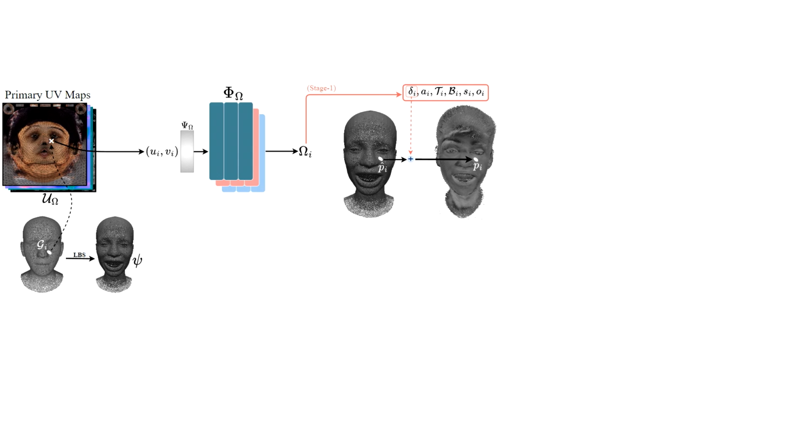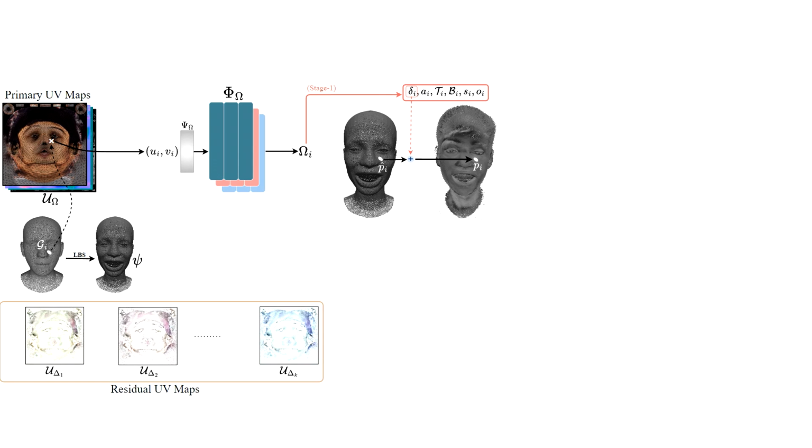Besides primary UV maps, we also define a set of residual UV maps to handle pose or expression-dependent changes in the appearance and geometry. In order to provide expression guidance, we take expression parameters of the FLAME head mesh and project them onto a k-dimensional space using a learnable projection matrix, pi, to obtain linear blend weights, w. The projected linear weights are then used to blend each basis residual map in a linear combination to obtain a blended residual map, u delta.